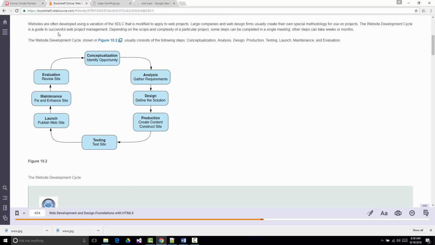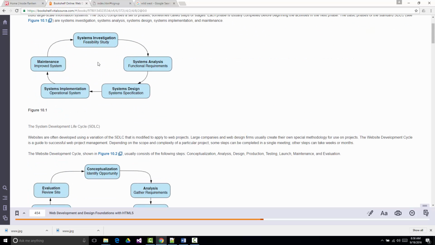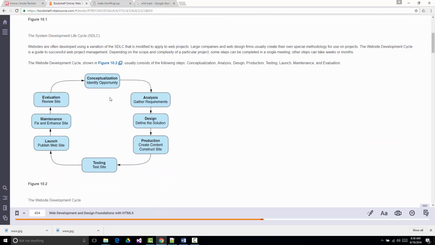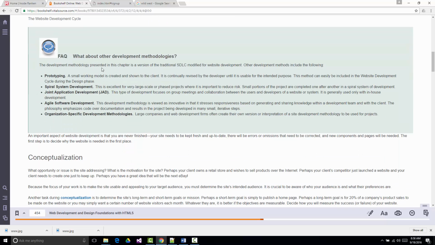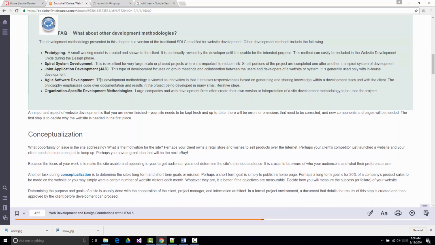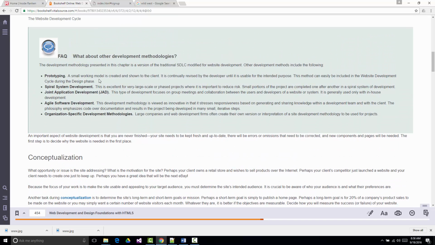All right. And they say that the website development cycle is like that, but it's a little bit bigger. All right, it's got a few more steps in it. So in other words, some of the steps in here are broken out into multiple steps. All right. And it says there, what about other methodologies? There's other methodologies. There's other ways of doing things.